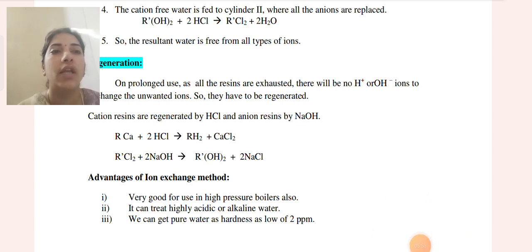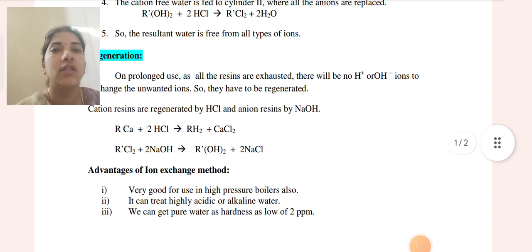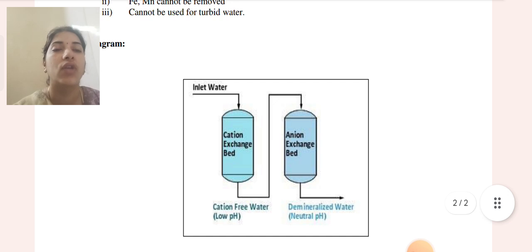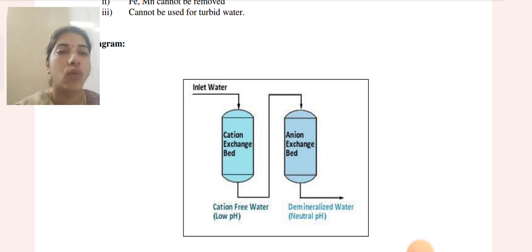So this is the next part. The advantages of the ion exchange resin: it is very good for use in high pressure boilers, and it can treat highly acidic or alkaline waters. Here I have shown the diagrams of how the cation exchange resin and anion exchange resin treat the water. So this is the overall process for demineralizing water by using the ion exchange method. Thank you.